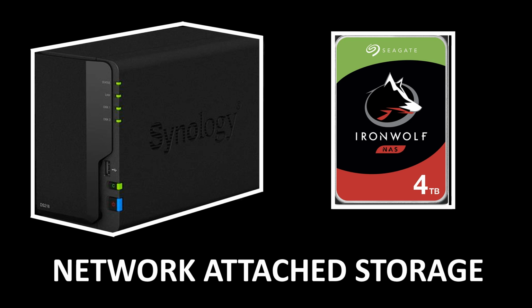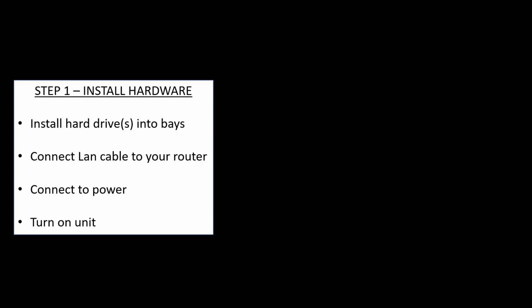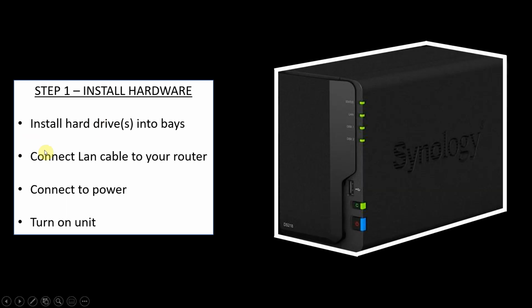So the first thing you need to do is install the hard drive into the bays. I was going to make a video on how to do it, but seriously, there's a quick installation guide and it's super easy. Next, you need to connect the LAN cable to your router. The LAN cable goes directly to your router in the back here, and it doesn't go to your laptop or your computer. Then you connect the power, and you turn on the power using the power button here. Let it cycle through. You'll hear some beeping. And while that's happening, go to step 2.